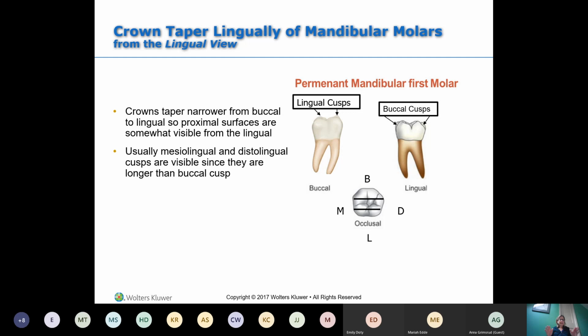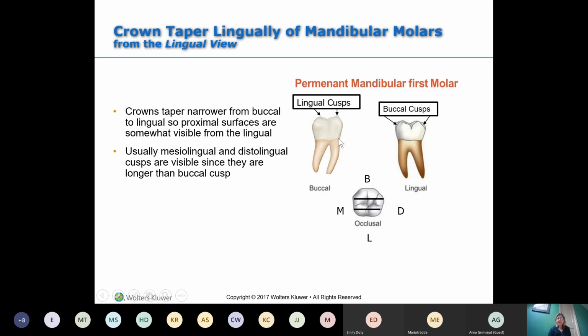If you were to take a round object and stretch it flat like that, the outer part is going to stick out now. I'm trying to think of other examples where that would be true. I'll think of some other things as we're going along. Usually the mesial, lingual, and distal lingual cusps are visible since they are longer than the buccal cusps. And we already kind of looked at that one.